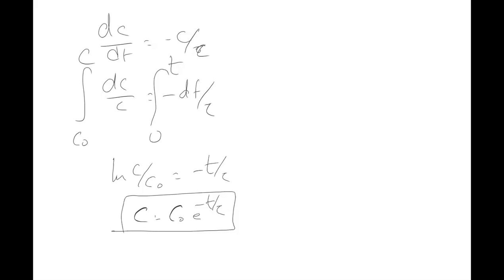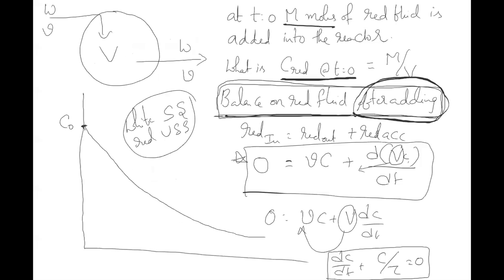So I am just showing the previous board also. dCb by dt equals minus C by tau, that is dCb by dt plus C by tau is equal to 0. Slowly that red fluid is depleting.